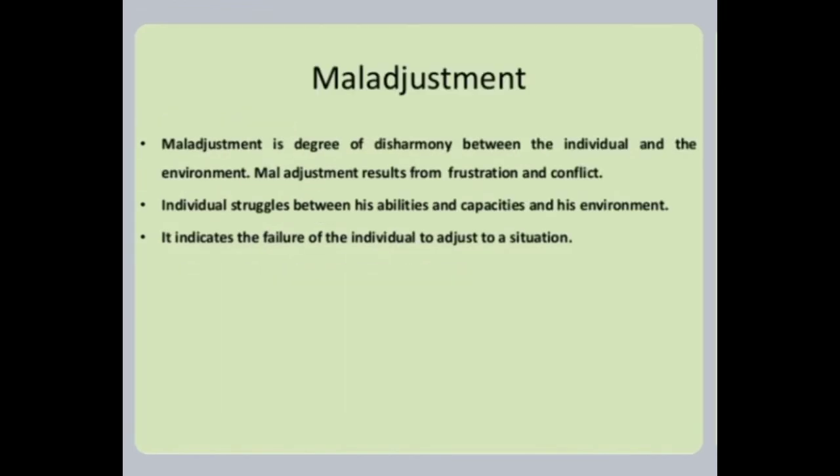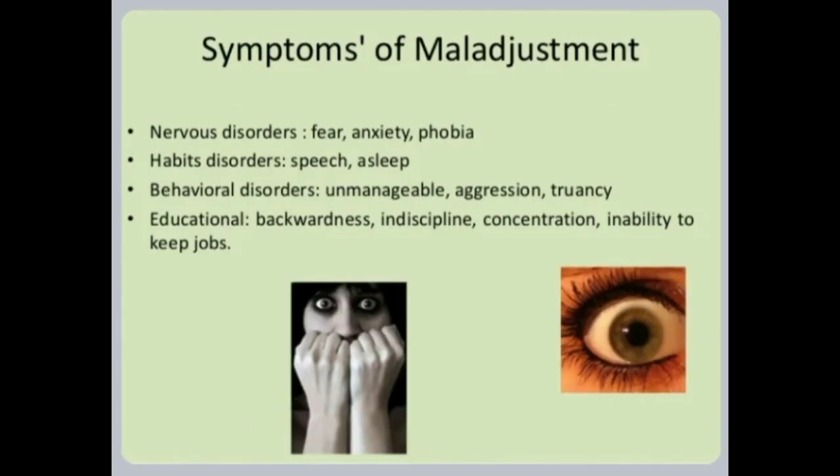Contrary to adjustment, maladjustment is a degree of disharmony between the individual and the environment. Maladjustment results from frustration and conflict. The individual struggles between his abilities and capacities and his environment. It indicates the failure of the individual to adjust to a situation. Here are the symptoms of maladjustment.